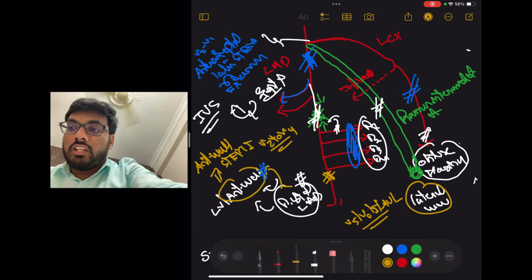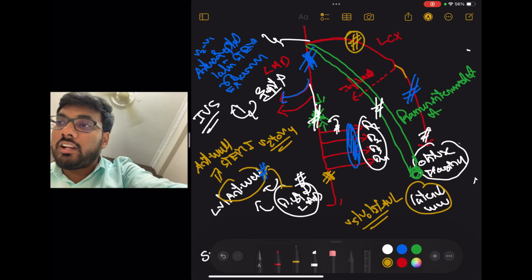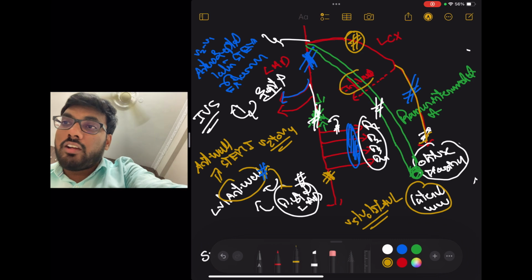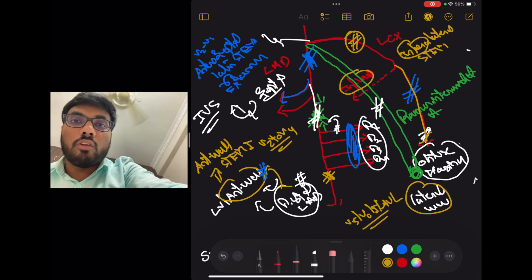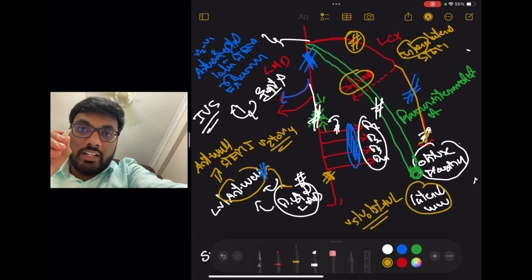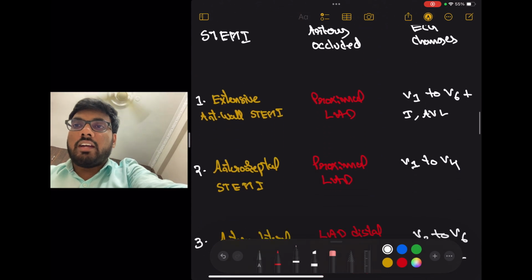Suppose there is occlusion of the proximal LCX, here is this occlusion. So what will happen? Blood flow to the lateral wall is impaired and also to the inferior wall. Therefore, what we get is an inferolateral STEMI. Inferolateral STEMI means the inferior leads, lead 2, 3, AVF, will show ST elevation, as well as the lateral leads, V5, V6, 1 and AVL. That suggests proximal LCX occlusion as well.